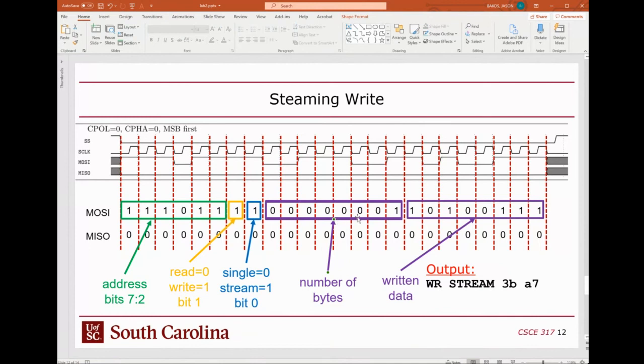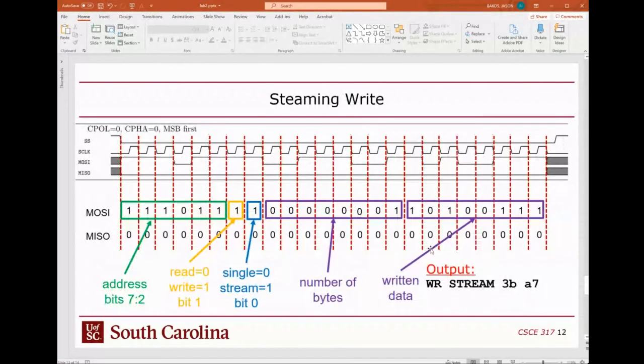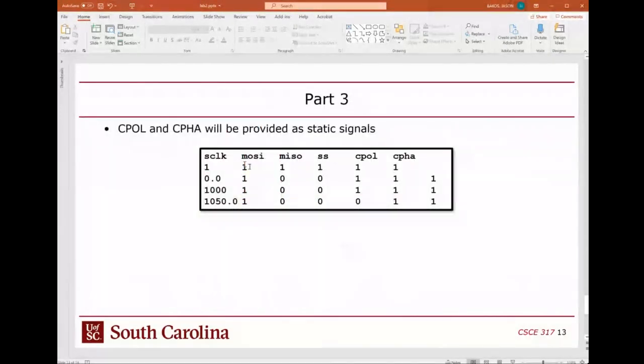So the second byte that we send over to the slave would be, in this case, 1, because we're only sending 1 byte, although typically this is going to be more than 1 because we're streaming. And then the following byte would be the first of the bytes that we're streaming or sending out to the slave. And then you would print write stream 3B A7. 3B is the address, A7 is the first byte that we're streaming, and then if there was more than 1 byte, then they would be listed there right after A7, separated by spaces. So that's it. Okay, so that's parts 1 and 2.